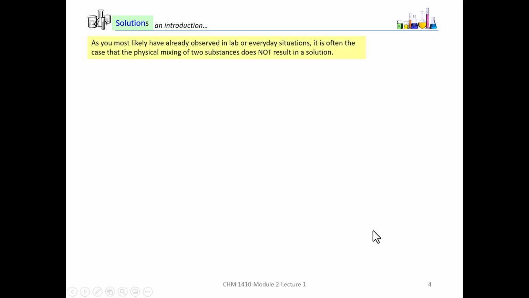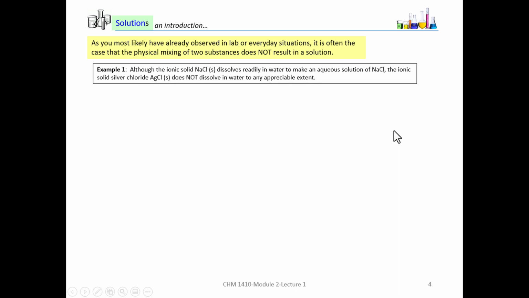Now, as you most likely have observed in lab or in everyday situations, it is often the case that physical mixing of two substances does not result in a solution. For example, although the ionic solid sodium chloride dissolves readily in water to make an aqueous solution of sodium chloride, the ionic solid silver chloride does not dissolve in water to any appreciable extent.